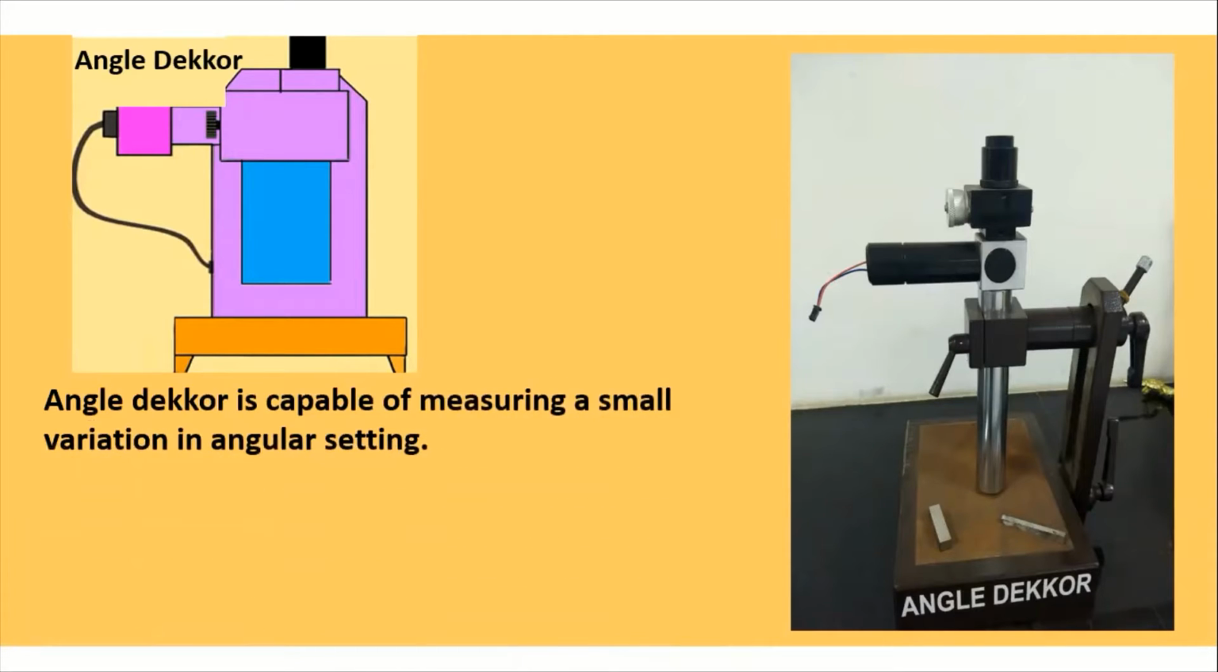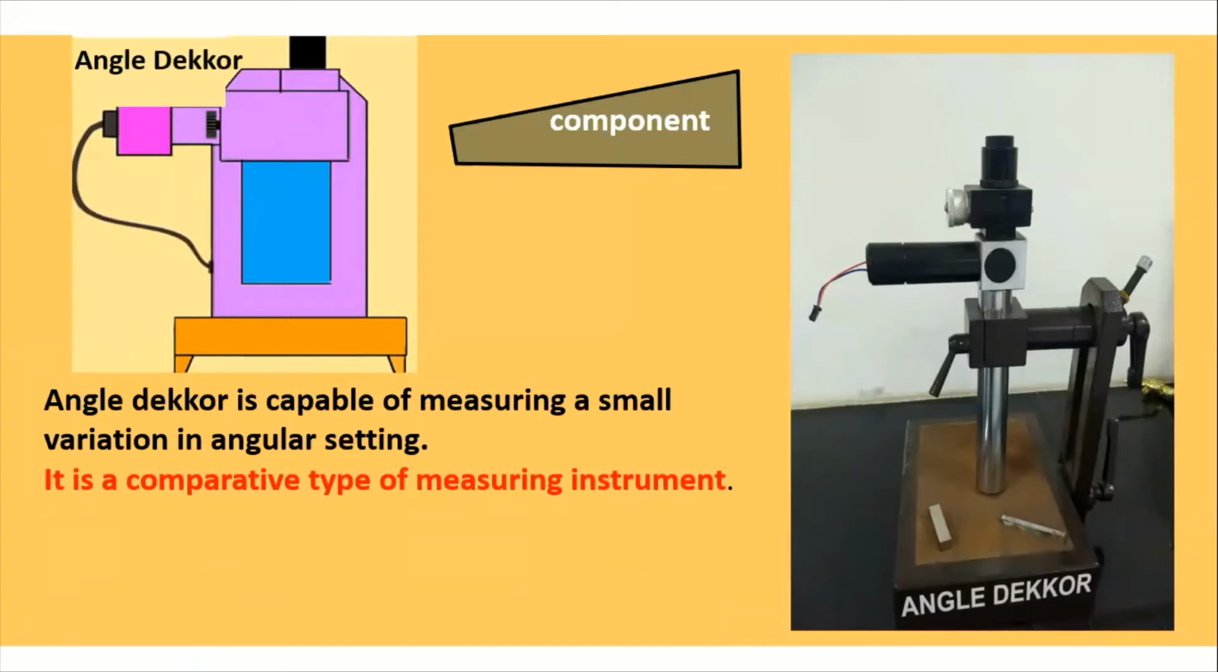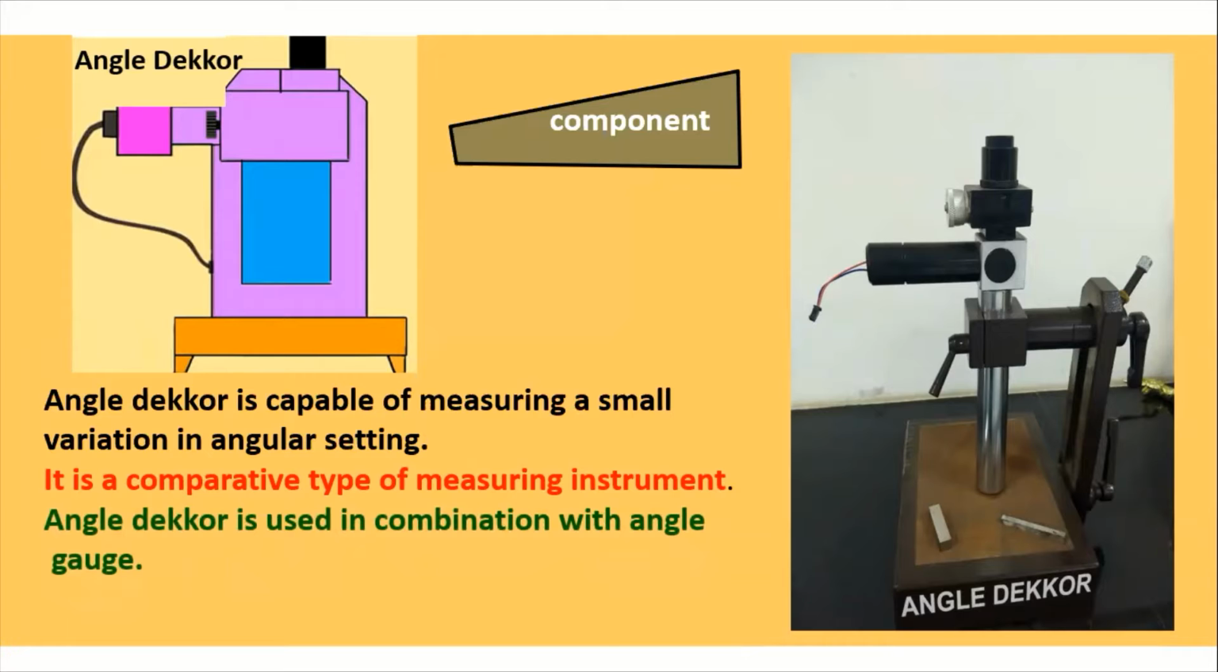So angle Dekkor is capable of measuring a small variation in angular setting. Here I have shown one component whose angle is to be measured. For that, as we know, the angle Dekkor is a comparative type of measurement. So whenever there is a comparative type of measurement, you have to use some standards there. The standard which you are using here is the angle gauge. These are the angle gauges I have shown.